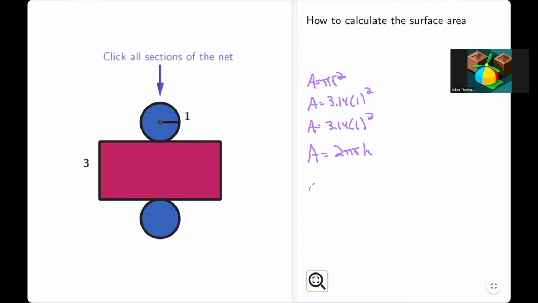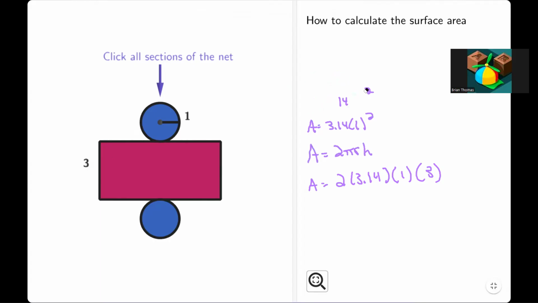So if I substitute into that, we get a third area, which is going to be 2 times this 3.14 times the radius, which they said was 1, times the height, which they said is 3. So all we have to do is substitute into formulas, and that will give us the area. So let me erase my math here, and let's just see what they do here.